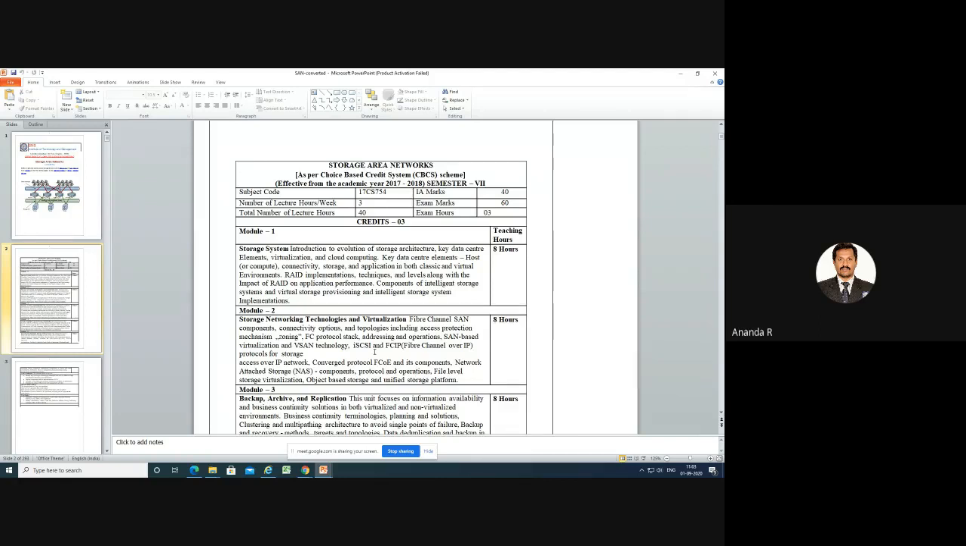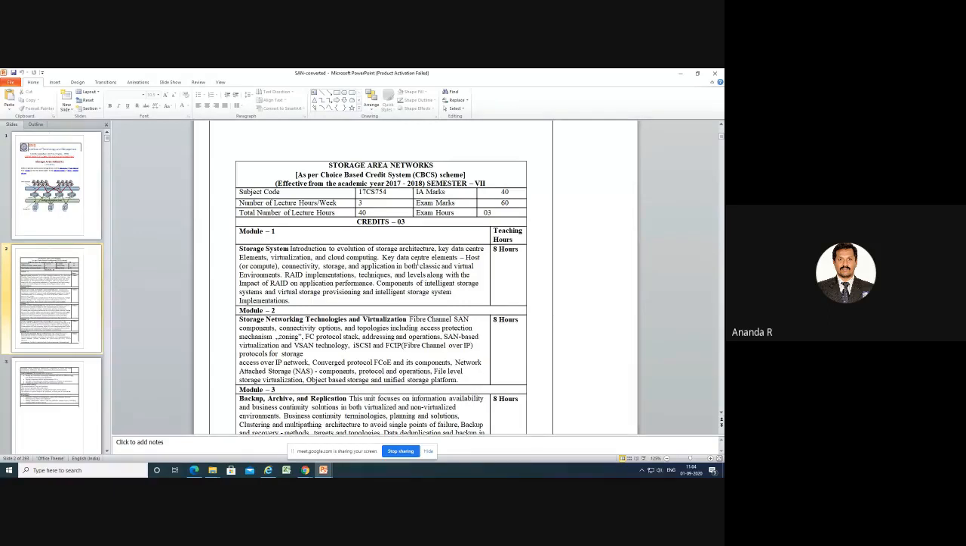In module number one, we study the storage system and the introduction to the evolution of storage architecture. Please understand that here we are talking about the storage architecture, not the storage system. There is a lot of difference between the storage system and the storage architecture. The storage architecture explains in detail how the storage system is built. That is the main concept here.